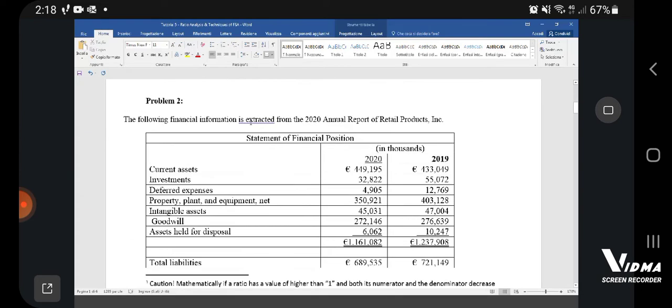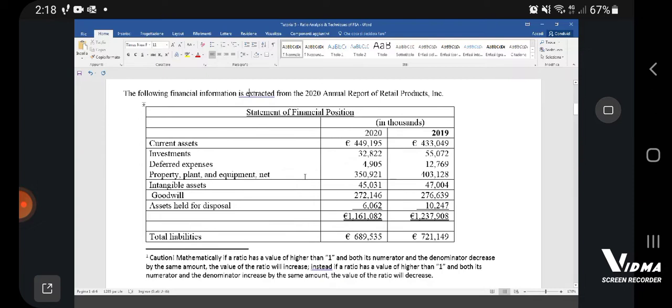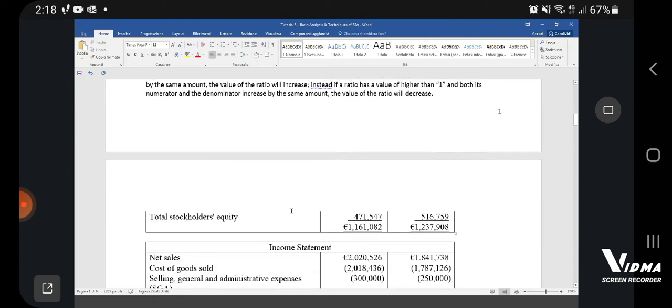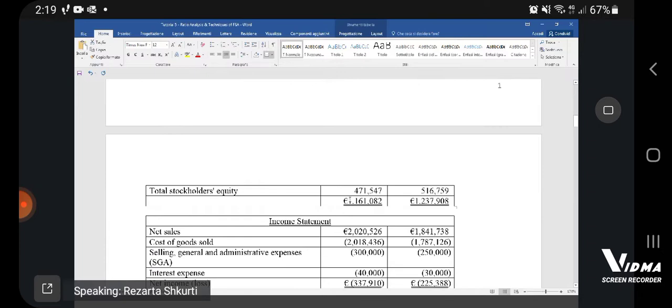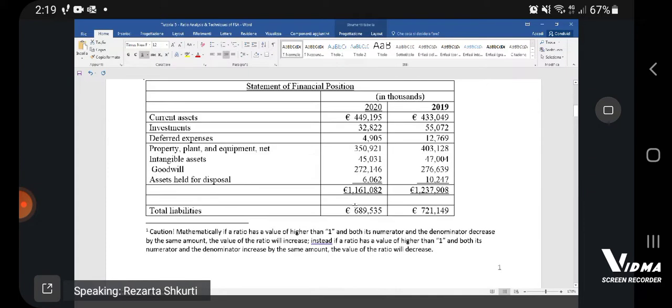We have some selected data from a company. And basically what we have here is the statement of financial position. You see the items of current assets, investments, and the non-current assets as well. We have information about total liabilities and stockholders' equity. We do not have information about specific items in the liabilities. So there is no information there about current, non-current, or trade payables.